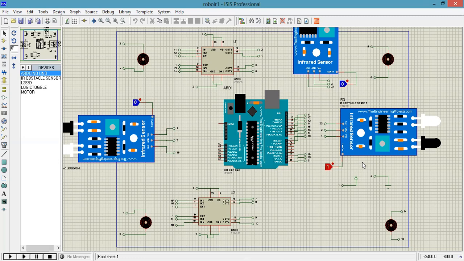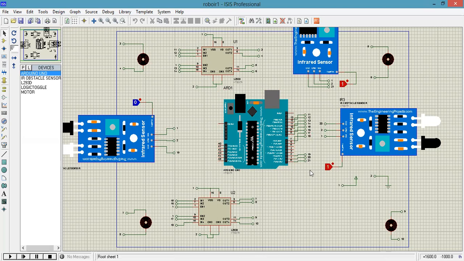Or assume the left side has an obstacle and the front side also has an obstacle, so it will move to the right side. These two motors will rotate anti-clockwise and these two motors will rotate clockwise. Now if the right side and front side have an obstacle, it will move left. Moving left means these two motors will rotate clockwise and these two motors will rotate anti-clockwise.